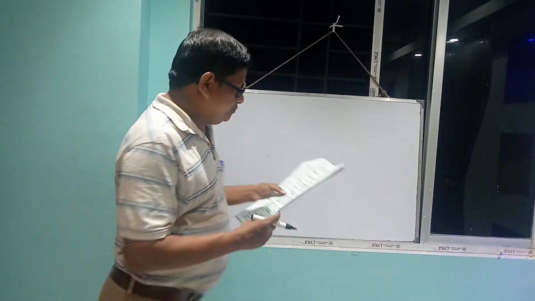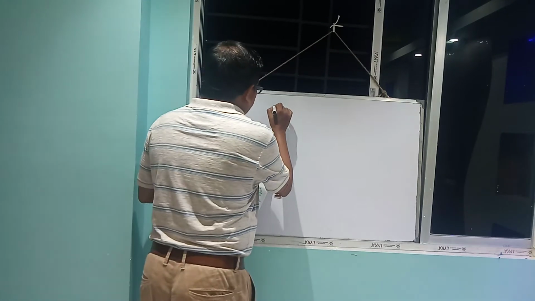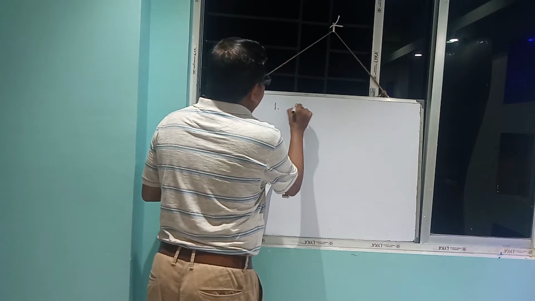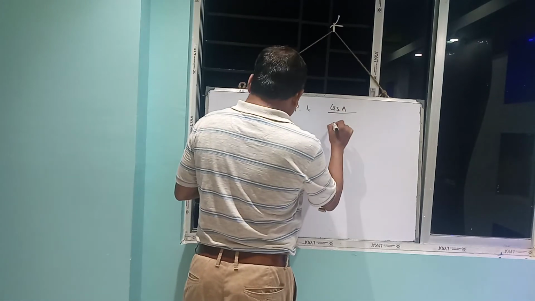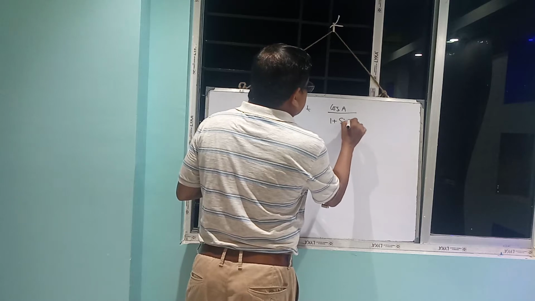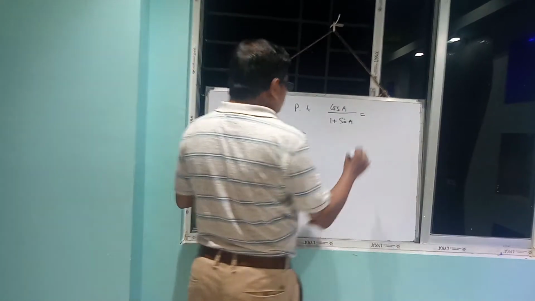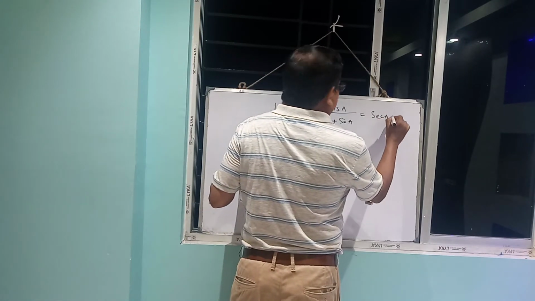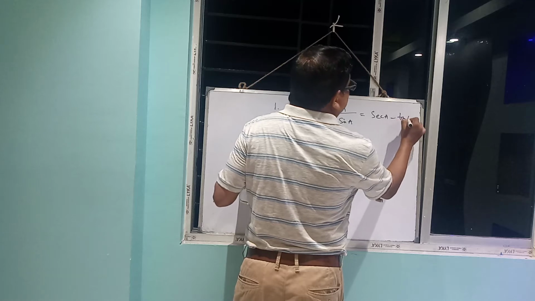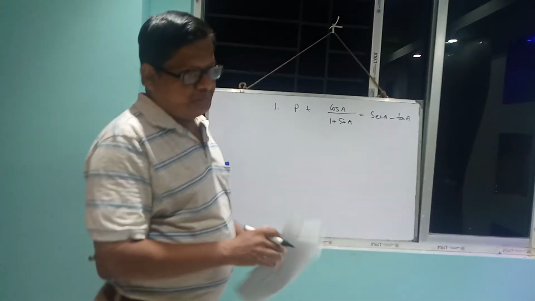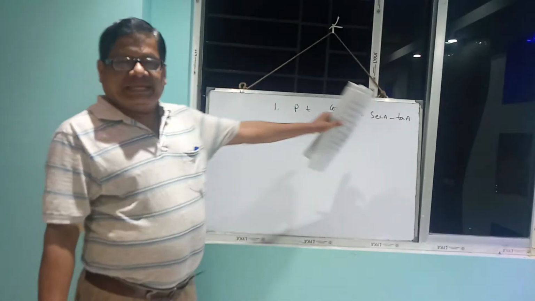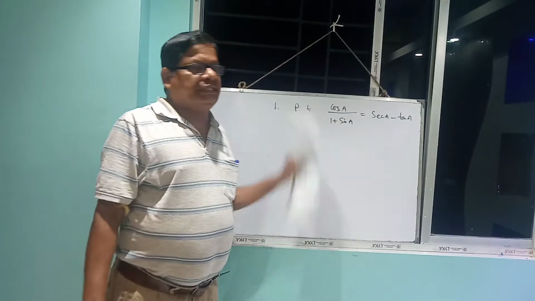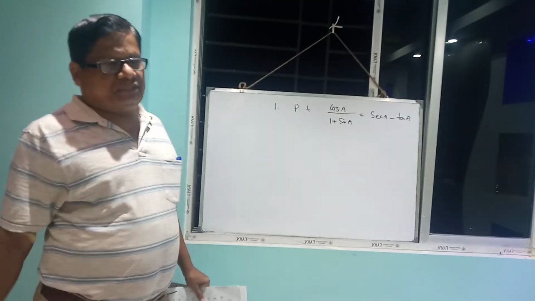Okay. Now, look here. Prove that, question number 1. Prove that cos A by 1 plus sin A equals sec A minus tan A. You have to do LHS to RHS or RHS to LHS. Your choice, you can do either, no problem with that.